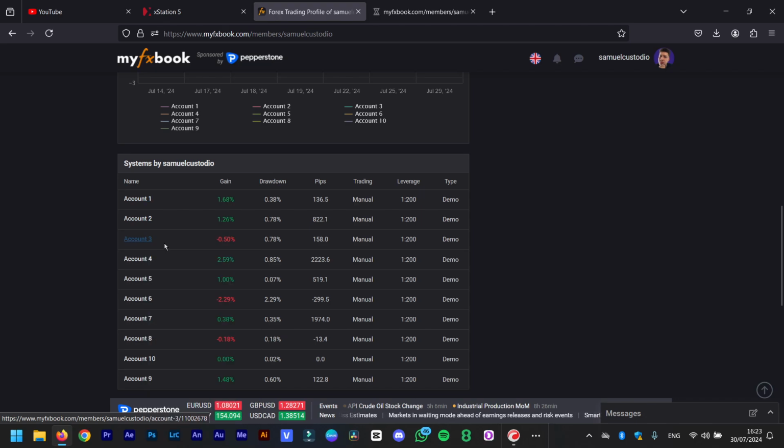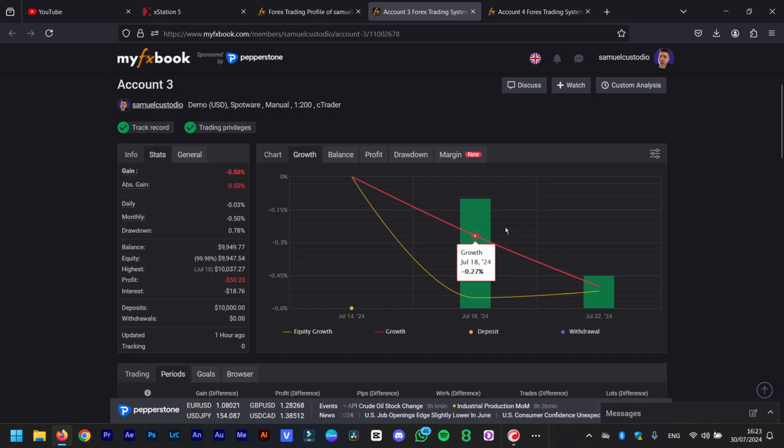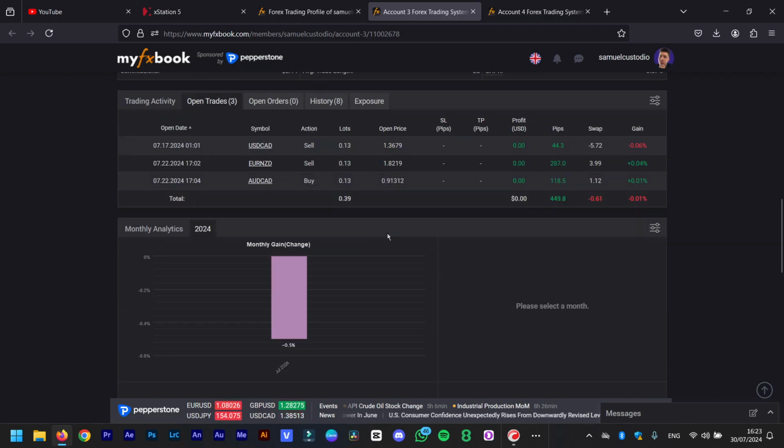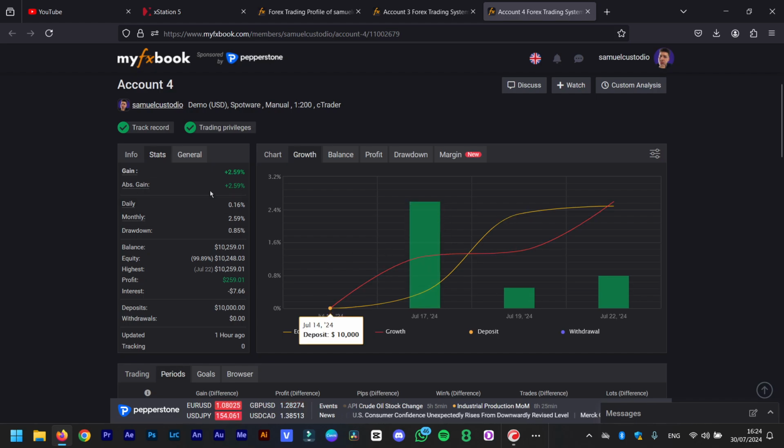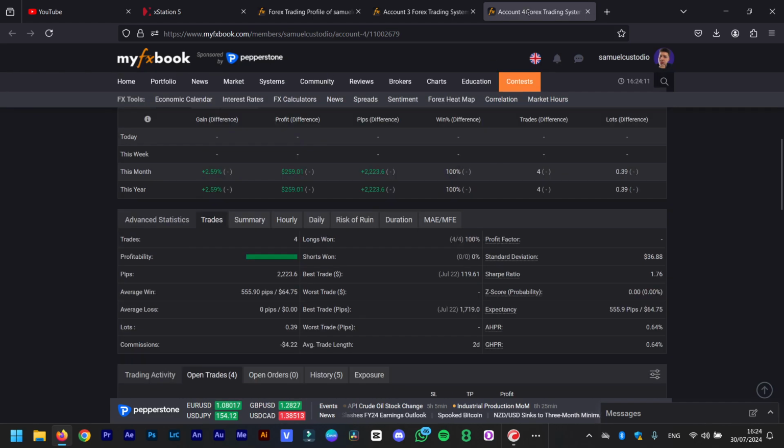Account number 3, which is a little negative, like I said, 0.50%, not even 1%. I gotta wait for that as well. Unfortunately, I just need to wait. This is account number 4. It's grown 2.59%. Okay. Same thing. You can check it up on Myfxbook so you can see the live progress of the account.